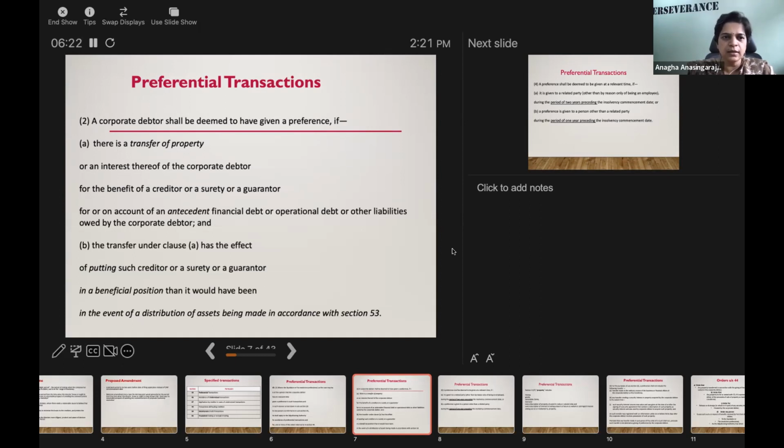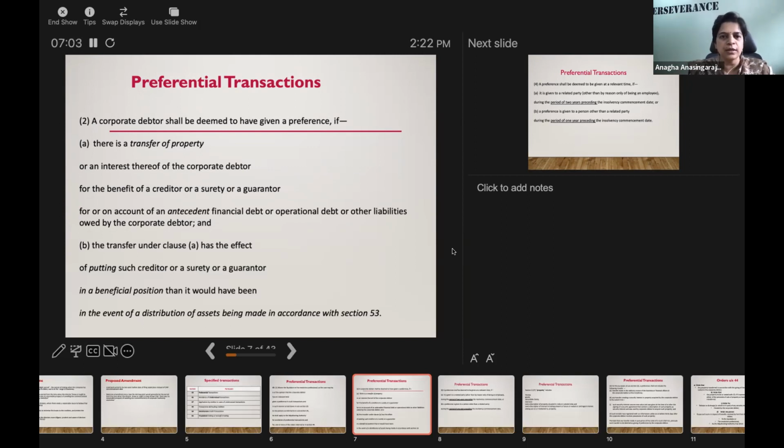So the essentials are that there should be a transfer of property or an interest in the property. That property should be belonging to the CD. The transfer should be for the benefit of a creditor or of a surety or a guarantor. And there should be an antecedent financial or operational debt of that particular party. So that person should be an existing creditor, and then he has got certain benefit from the company. And the transfer under clause A has the effect of putting that creditor or the surety or a guarantor in a beneficial position than it would have been in the event of a distribution of assets being made in accordance with section 53. So suppose under 53, he was entitled to get something only as a shareholder.